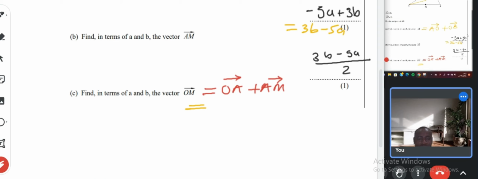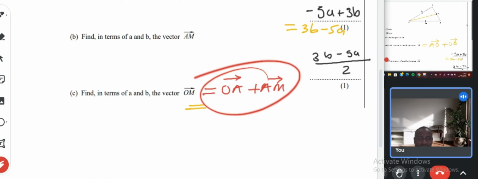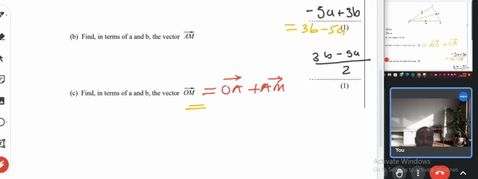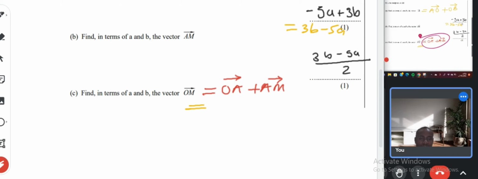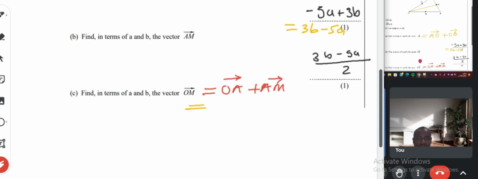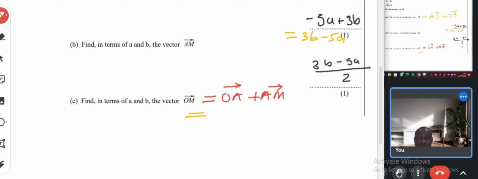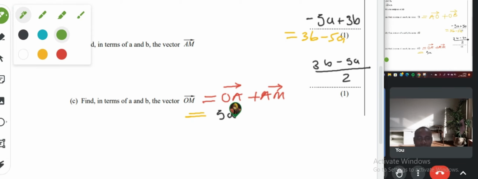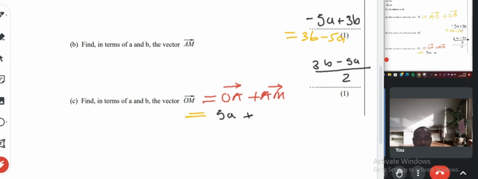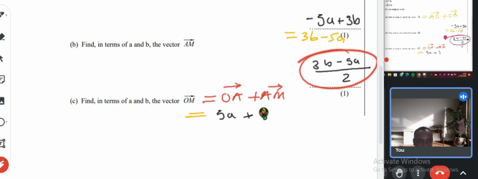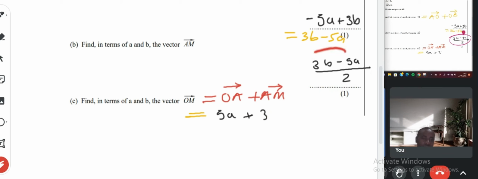So, are you writing the values now? O to A plus A to M. What's O to A? 5A. All right, so go ahead. 5A plus A to M. What's AM? This is AM. You already have the value of AM. You're just putting it there.